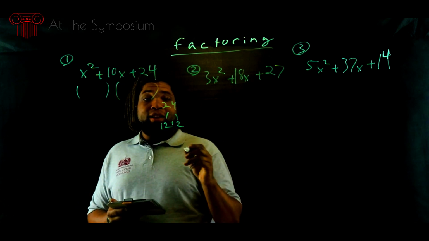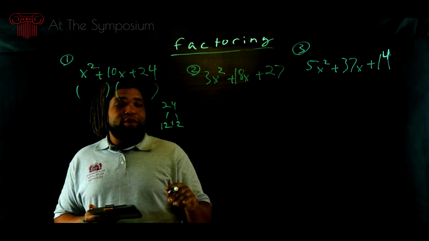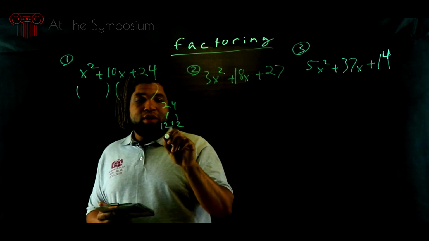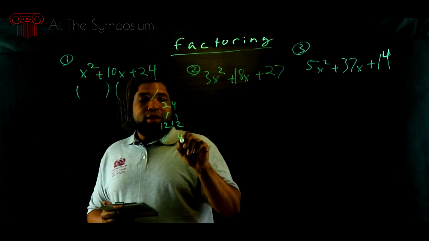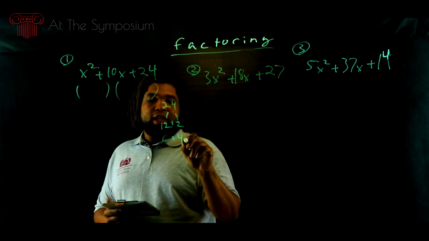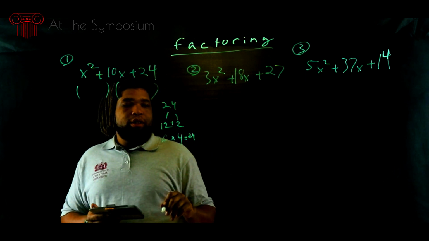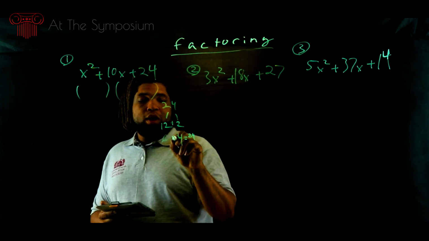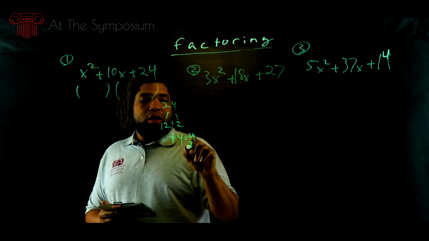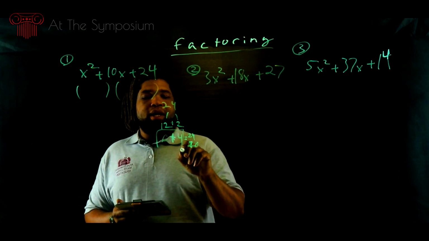Let's try another one. What I like to do here is work from the highest numbers all the way down to the lowest numbers. So 12 and 2 didn't work. Let's break down 6. And let's do 6 and 4. So 6 and 4 multiplies to give us 24, and 6 and 4 also adds to give us 10. So 6 and 4 looks like our best bet here.